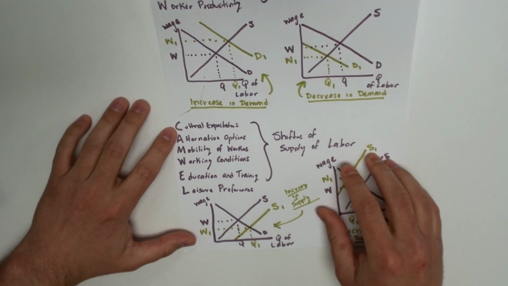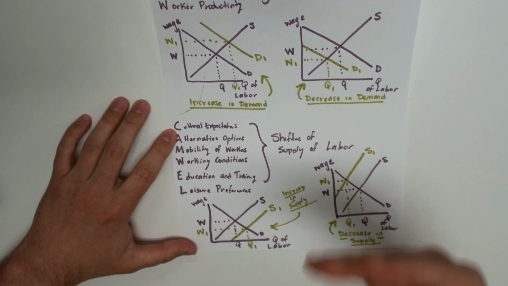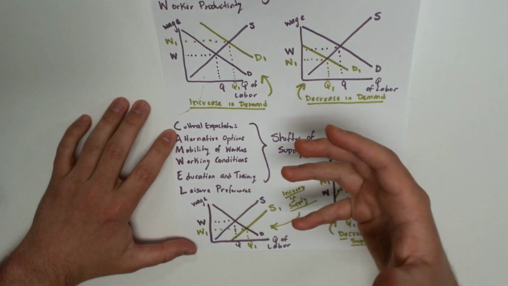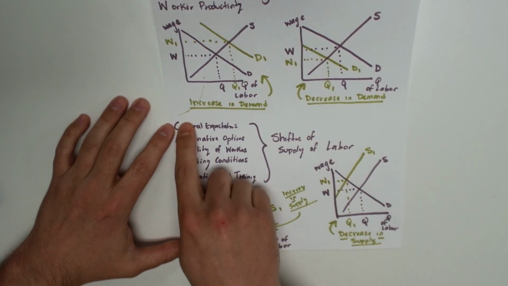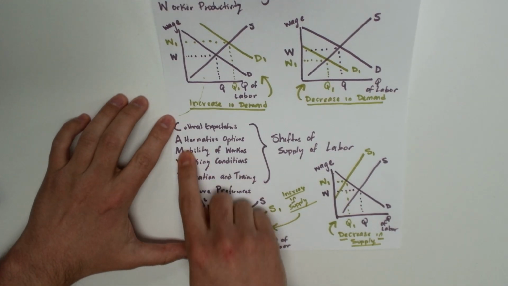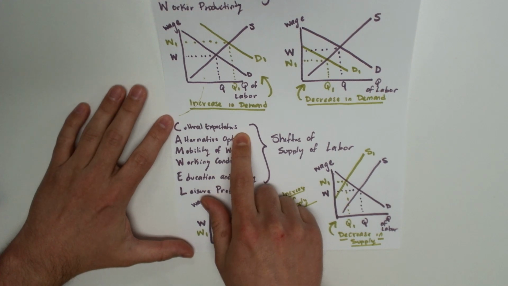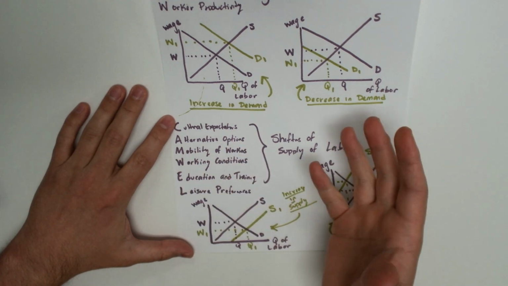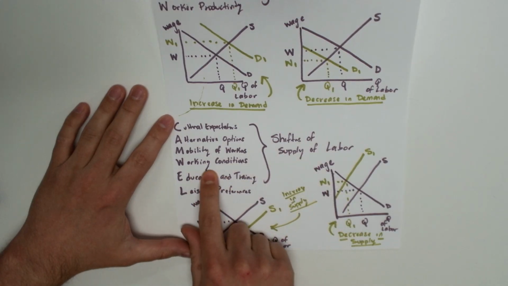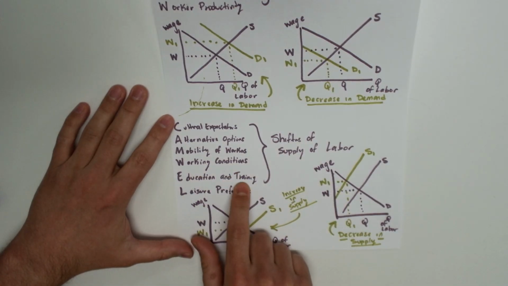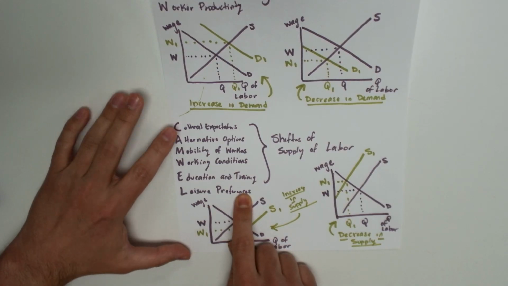Now let's look at the supply of labor. Supply of labor is provided by the ones who are working, which is the workers. So the workers supply their labor. The acronym to remember the shifters of the supply of labor is CAMWELL, and this is represented by cultural expectations, alternative options that workers can go into, the mobility of workers to go from place to place, working conditions, education and training of the workers, and preferences for leisure instead of work.